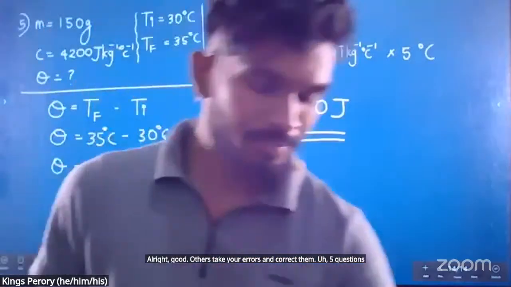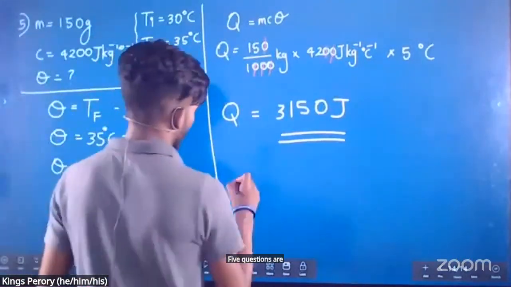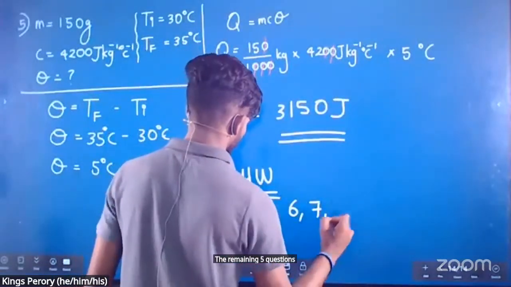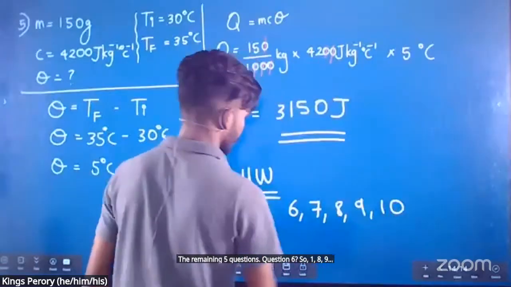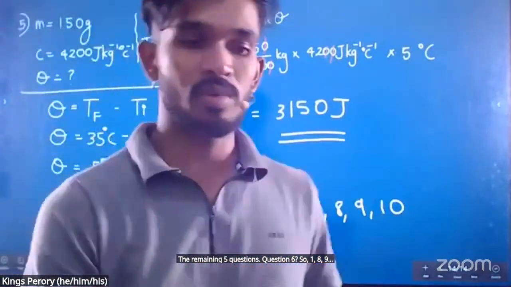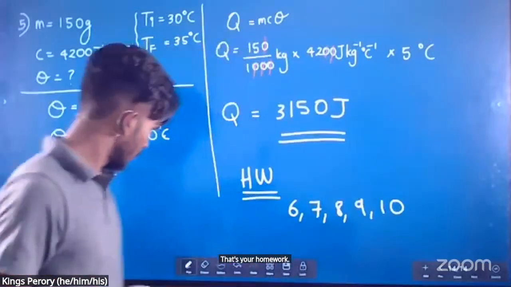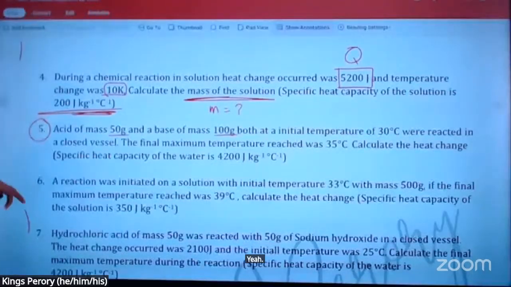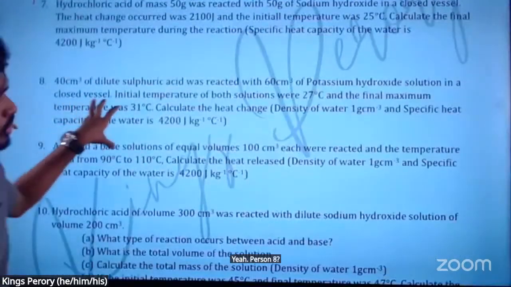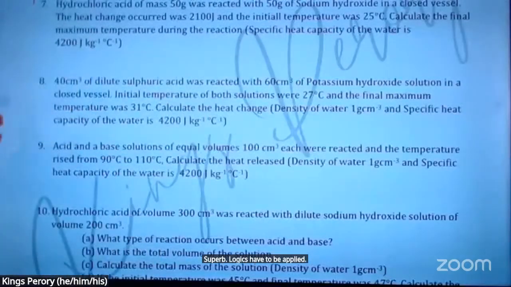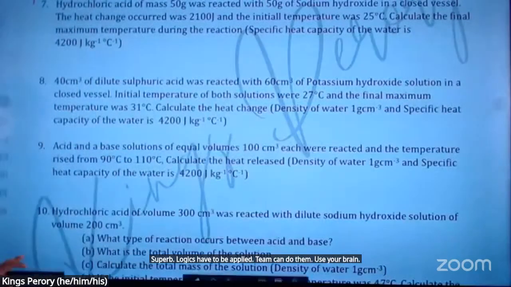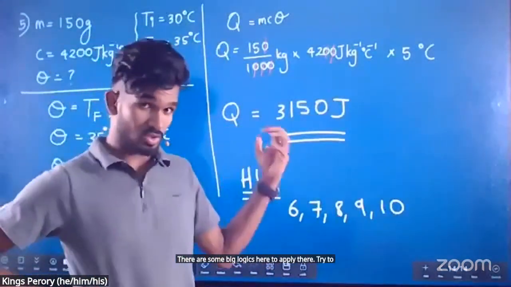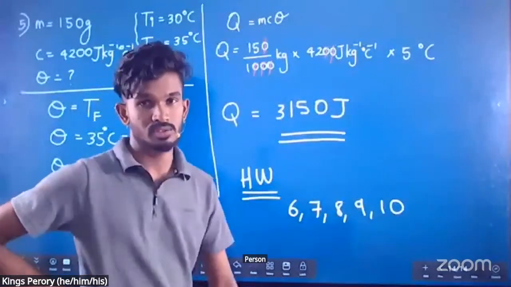5 questions are done. Mark the homework: the remaining 5 questions, questions 6, 7, 8, 9, 10. That's your homework. Question 8 needs superb logic to be applied. Think and do them. Use your brain. There are some big logics you have to apply there. At least if you can't solve it, at least try.